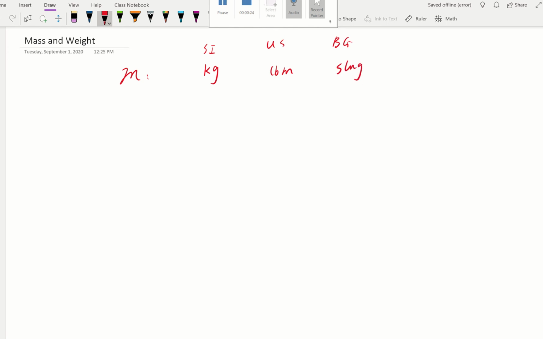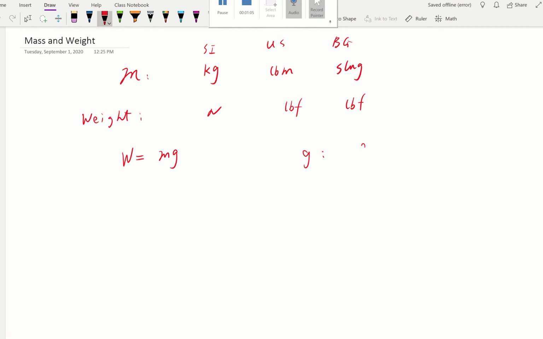And in order to get weight, weight is basically a force, right? So weight in SI unit is Newton, and in both the US and BG units it's pound force. The relationship between weight and mass is W = mg, m times g. Weight is the gravitational pull from that object to the Earth. So for this situation, we're going to look at the g here.